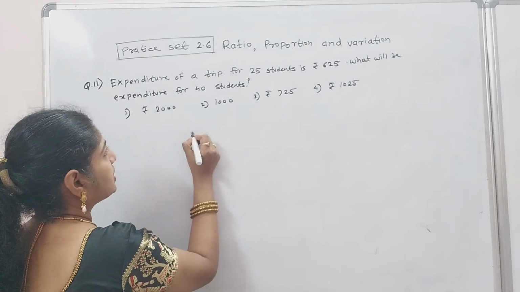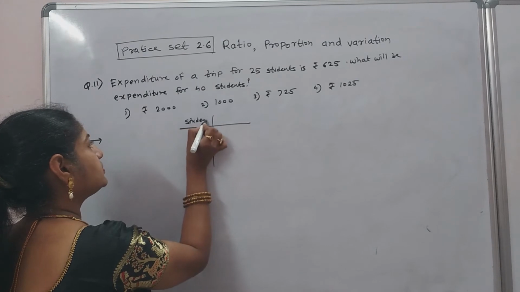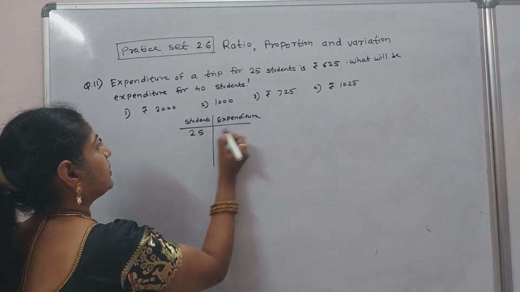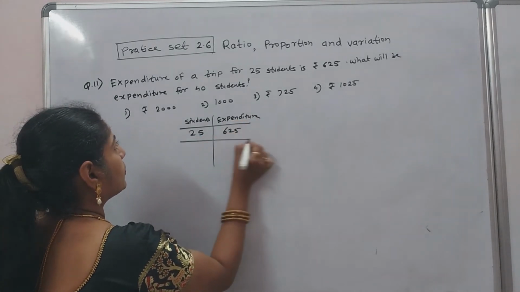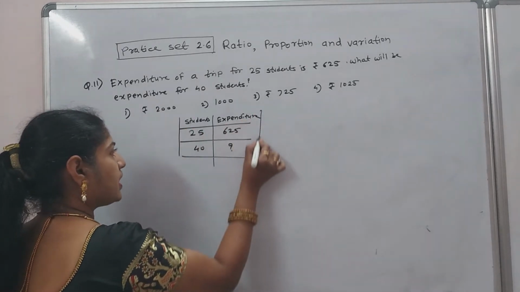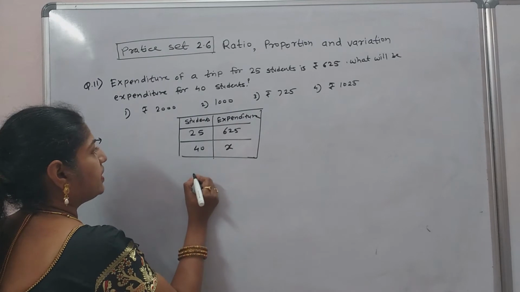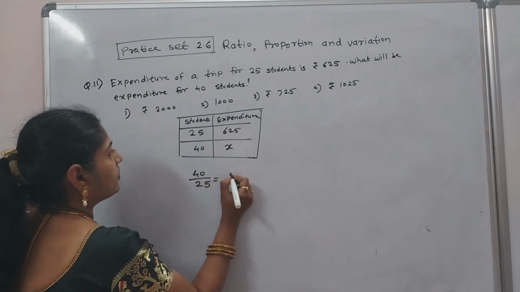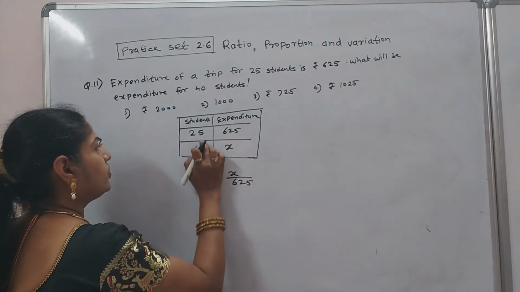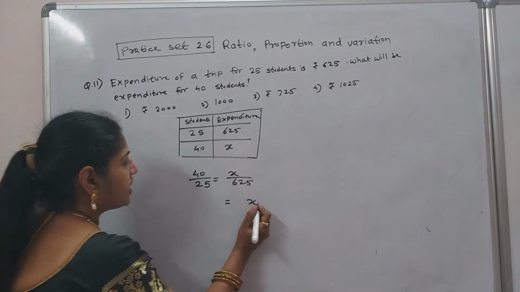Direct variation ratio is equal. 25 number of students, here is the students and here is the expenditure. 25, 625, 40 students, x, I put here x rupees. So this is the example of the direct variation. 40 upon 25 equal to x upon 625, ratio of these two equal to ratio of these two. Now find the value of x.